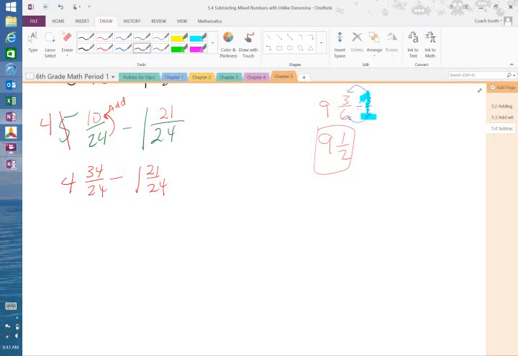Okay? Now, I can subtract. So I have 4 minus 1 on the whole numbers, and I have 34 minus 21 over 24. Well, what is 4 minus 1? 3. What is 34 minus 21? 13 over 24. Now, I know that there are no common factors between 13 and 24, because 13 is prime, and it's not a factor of 24. Now, if that had been 13 over 26, then that would have obviously been something we could reduce. Okay? All right, I want you to try this one on your own.